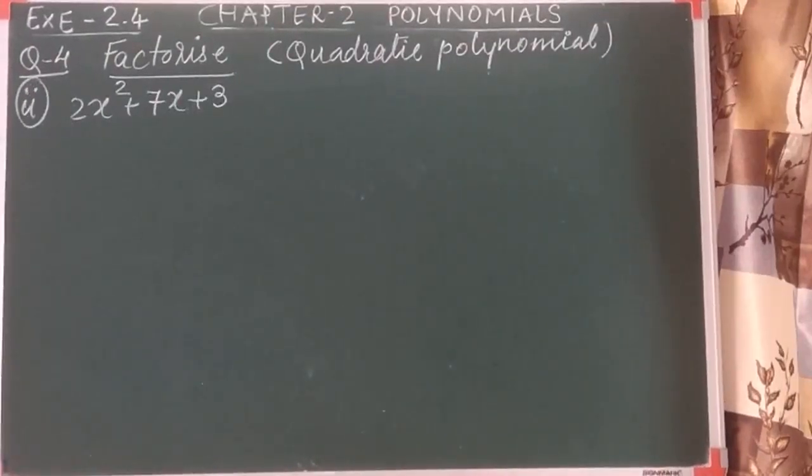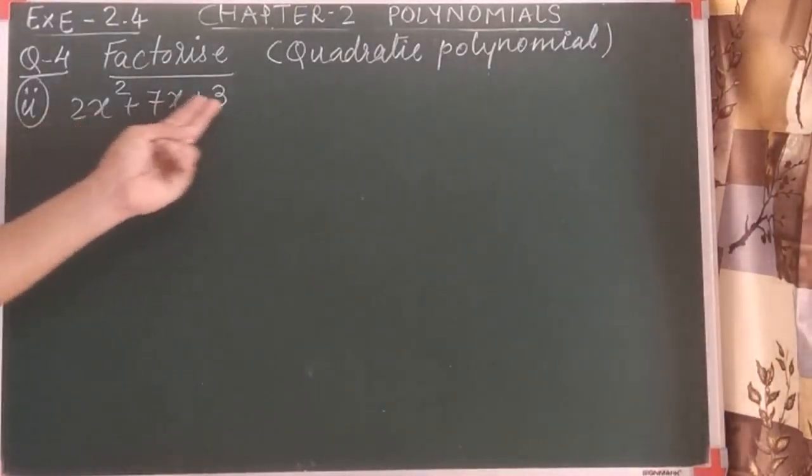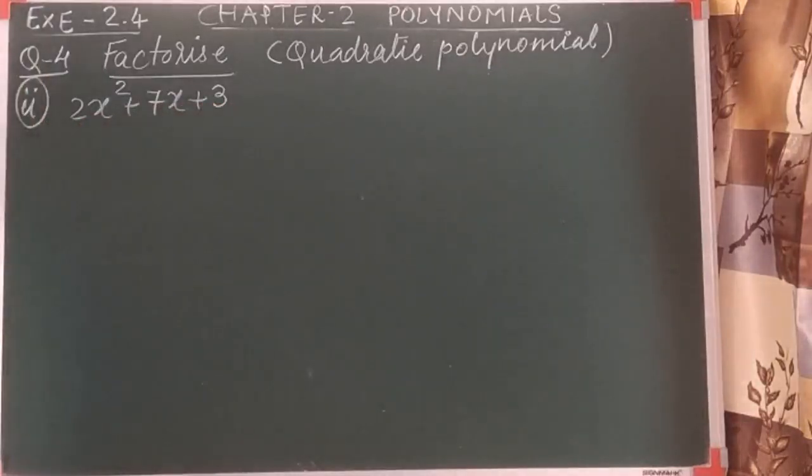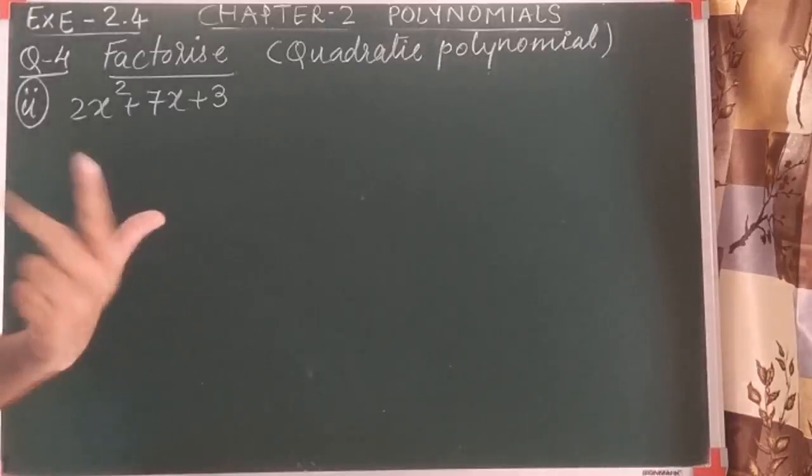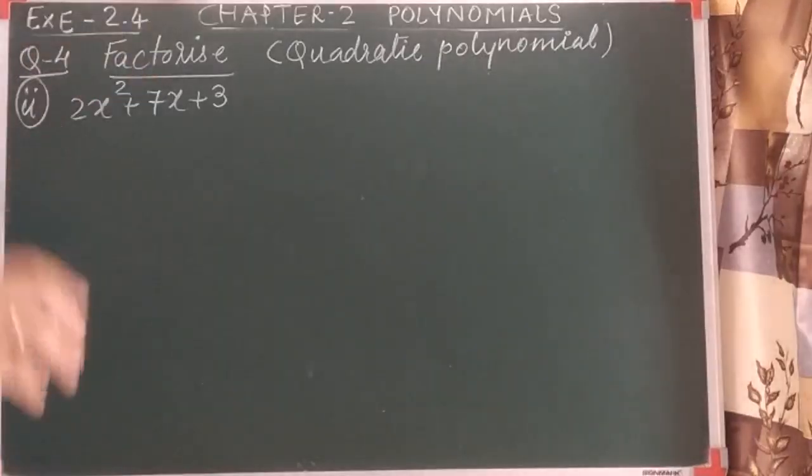Let's see a few more questions of the splitting method. The question is 2x square plus 7x plus 3. There are three questions we should always remember to simplify or to find the factors: we have to find the factors of which number, which term we have to obtain, and how do we obtain that term. किसके factors निकालने हैं, कौन सी term लानी है और कैसे लानी है. So let's answer the first question.